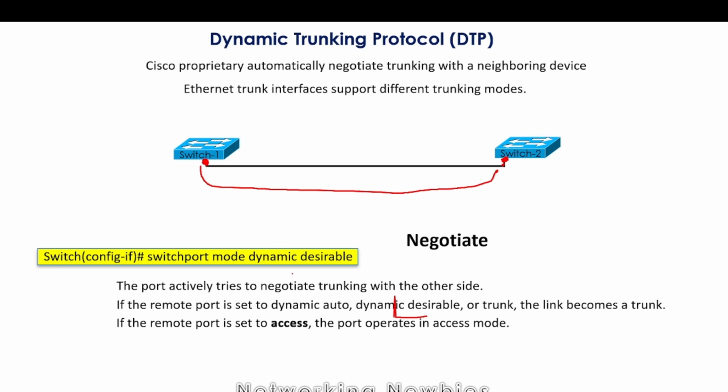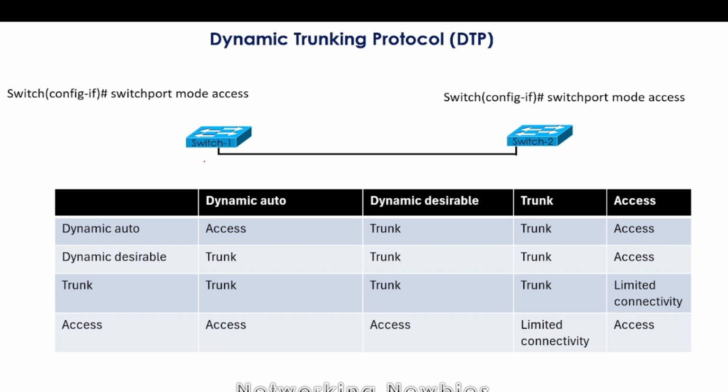So now this is the condition, we say dynamic desirable. So this is not passively waiting for the other side to initiate negotiation, but now when we have this command dynamic desirable, it means it will try to convince this port to work as a trunk port. But for that, this port needs to be in dynamic desirable, trunk or dynamic auto mode. Only then can this become a trunk port. But if this port is already working in access mode, manually, then in this case this port will also start working in access mode.